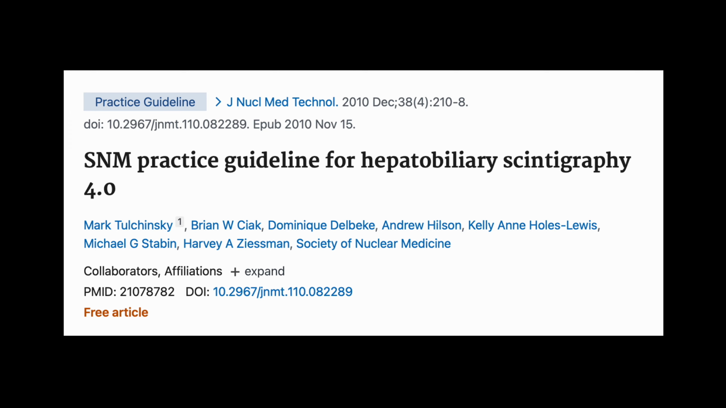This is a good article published by the Society of Nuclear Medicine, a practice guideline for hepatobiliary scintigraphy. They describe the different patterns that can be seen with pathologies of the gallbladder, such as acute cholecystitis and chronic cholecystitis. Also, findings that can be seen with hepatitis and CBD obstruction.